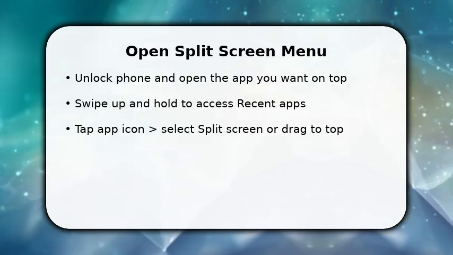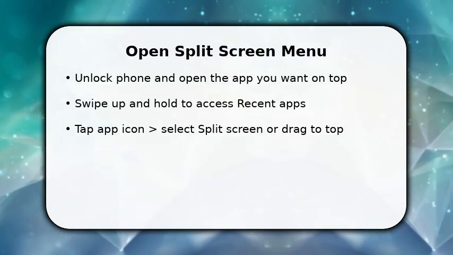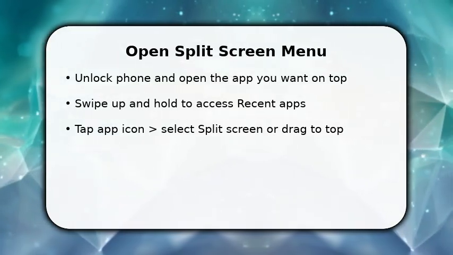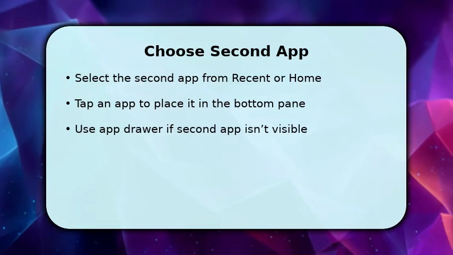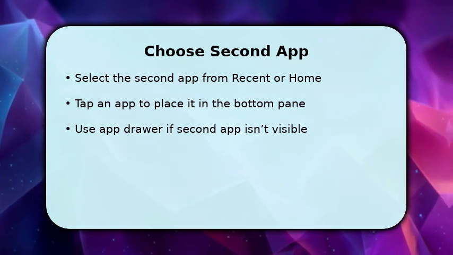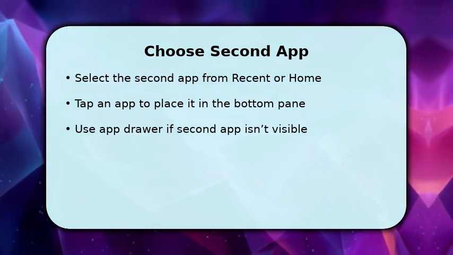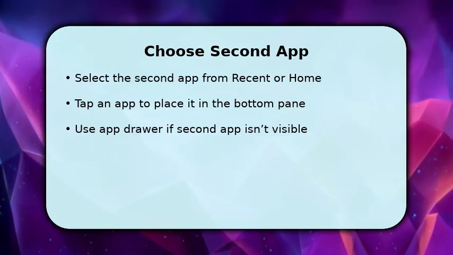You do this because Android needs one app committed before adding the second, so initiating from Recent ensures the OS reserves the top pane immediately. After the first app is pinned to the top, the bottom pane shows Recent Apps. You pick the second app from that list or go to Home to launch it. Once you tap the second app, it fills the lower half automatically.